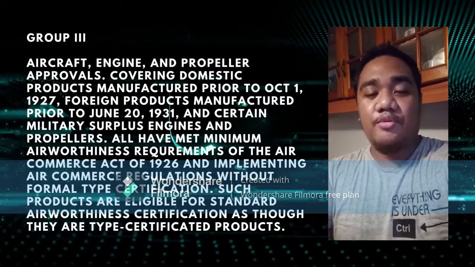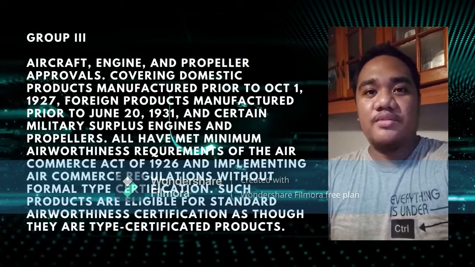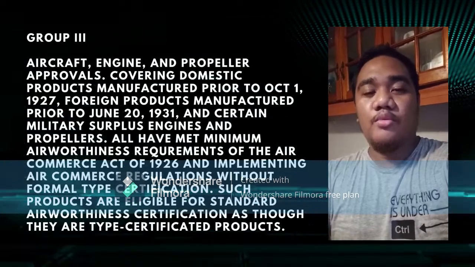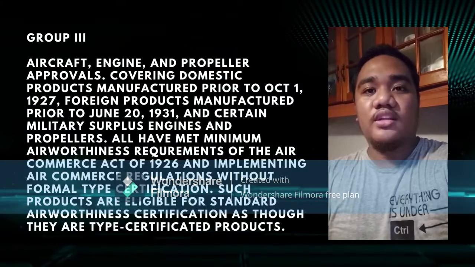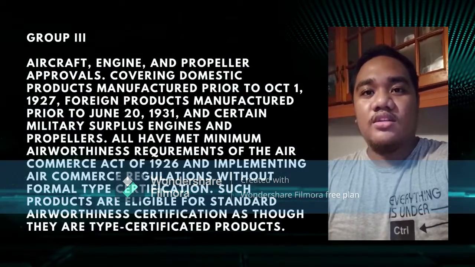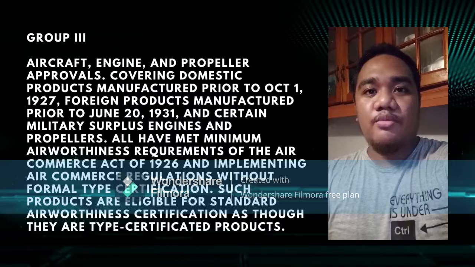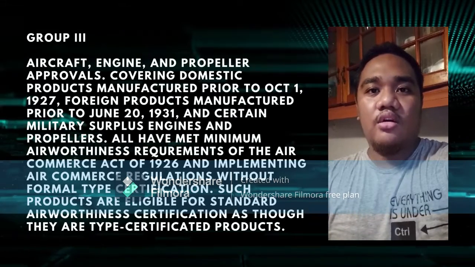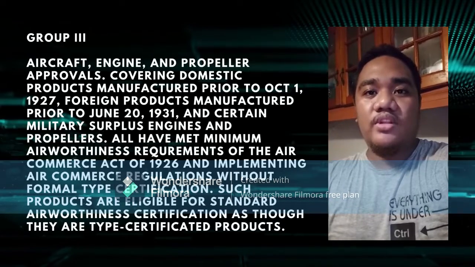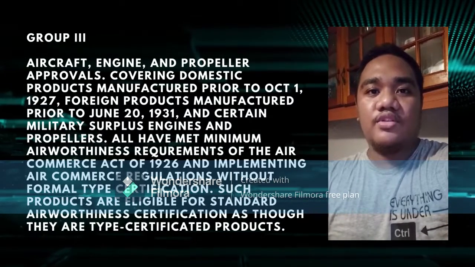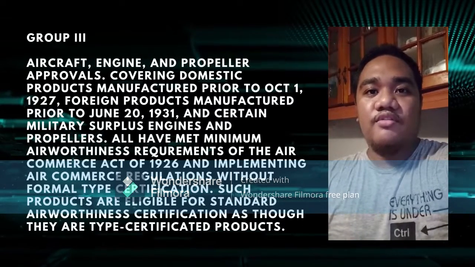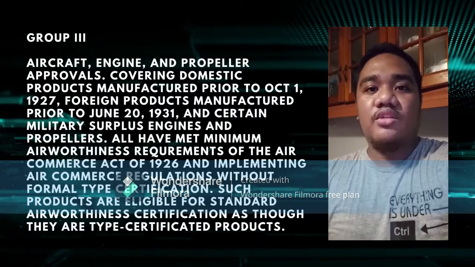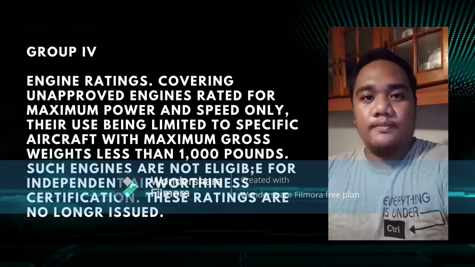Group 3 Aircraft, Engine, and Propeller Approvals, covering domestic products manufactured prior to October 1, 1927, foreign products manufactured prior to June 20, 1931, and certain military surplus engines and propellers, all have met minimum airworthiness requirements of the Air Commerce Act of 1926 and implementing Air Commerce Regulation without formal type certification. Such products are eligible for standard airworthiness certification as though they are type certificated products.